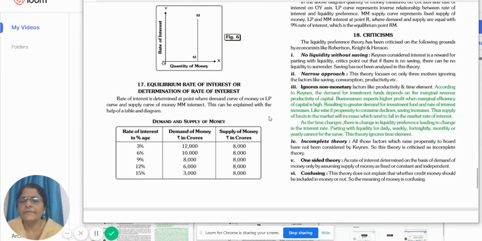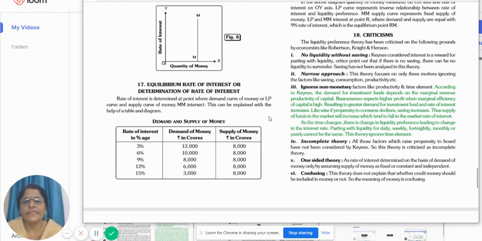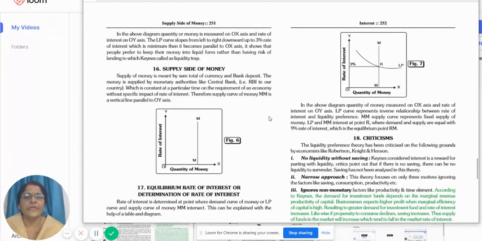Now, when the rate of interest increased to 6%, the demand of money decreased to 10,000 crores of rupees, and the supply of money was 8,000 crores of rupees. In the same way, at 9% and 12%, and when the rate of interest reached 15%, the demand of money decreased to 3,000 crores of rupees, whereas the supply of money remained the same, that is 8,000 crores of rupees. Now we can see that it can be explained with the help of a diagram as given in your book.